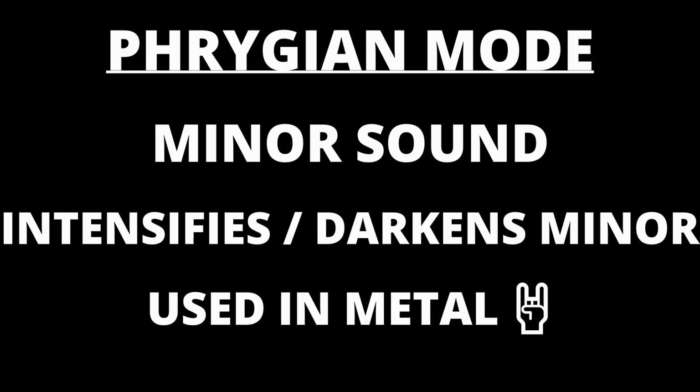The Phrygian mode has a minor sound. Where the Dorian lightened up the minor sound, the Phrygian intensifies and darkens it. Its tense, evil sound is commonly used in metal music.